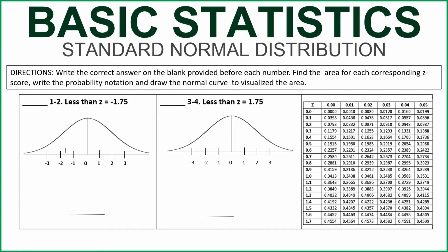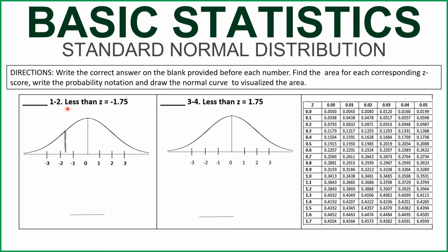Okay, so let's have an example. Directions. Write the correct answer on the blank provided before each number. Find the area of each corresponding z-score, write the probability notation, and draw the normal curve to visualize the area. So, first thing we need to do is to draw the normal curve. Ako, prepare ko na agad yung normal curve ko. So, na-draw na. And then, ano yung next na gagawin natin?